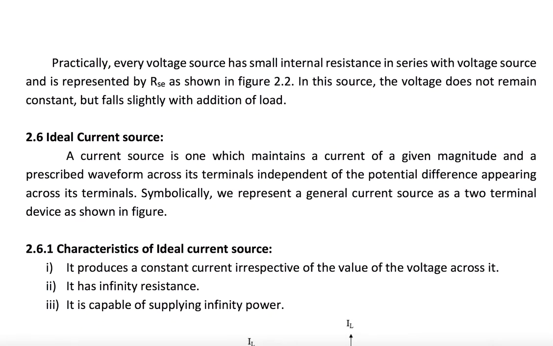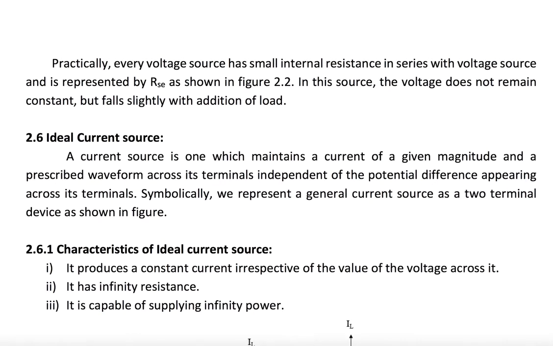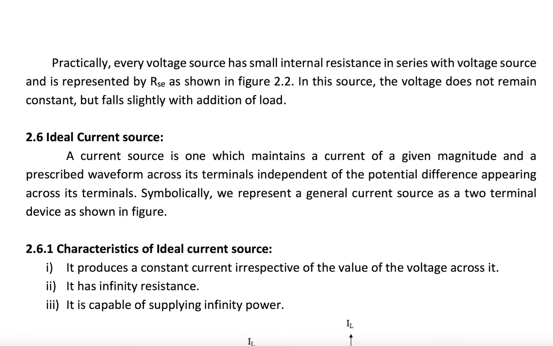Practically, every voltage source has some internal resistance in series with the voltage source, represented by Rsc, as in the diagram we have already seen. In the source, the voltage cannot remain constant but falls slightly with the addition of load.